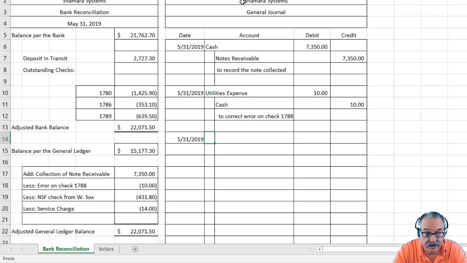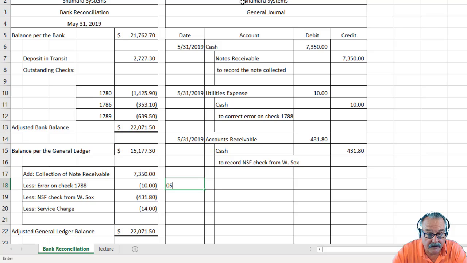Our NSF check from WSOX, we're putting it back into accounts receivable. Debit accounts receivable, $431.80, and credit cash. Cash is going down, that's credit to cash. Accounts receivable is going up, and this is to record NSF check from WSOX. And again, we've got to go back to that customer and say, hey, we need our dough.